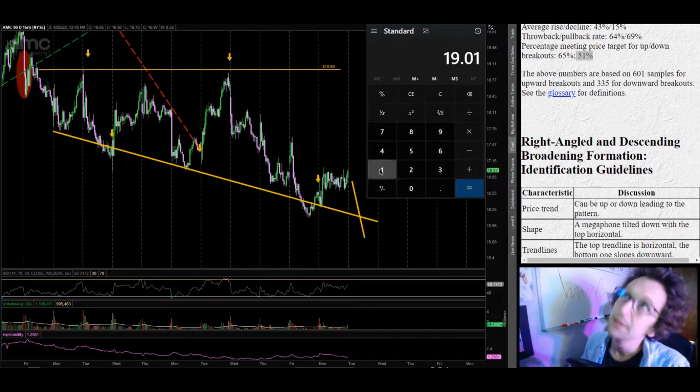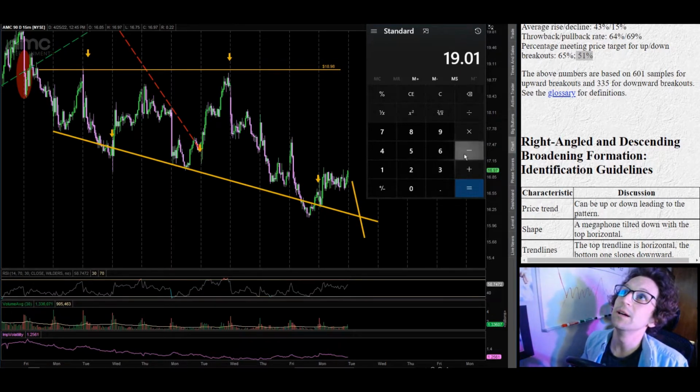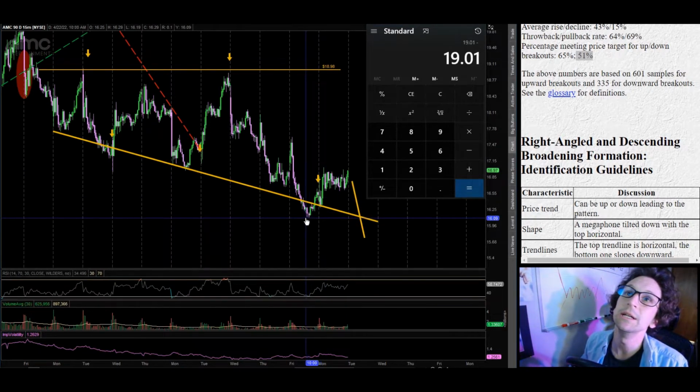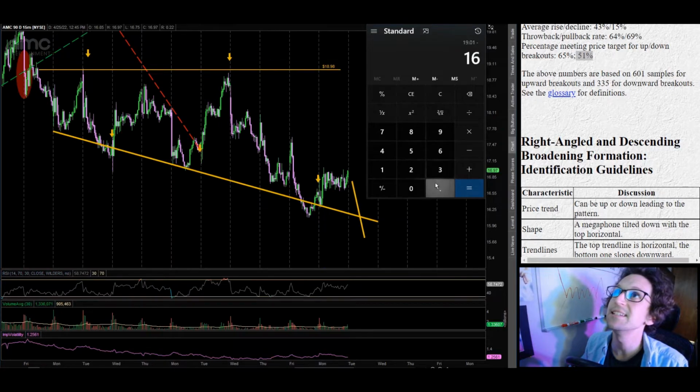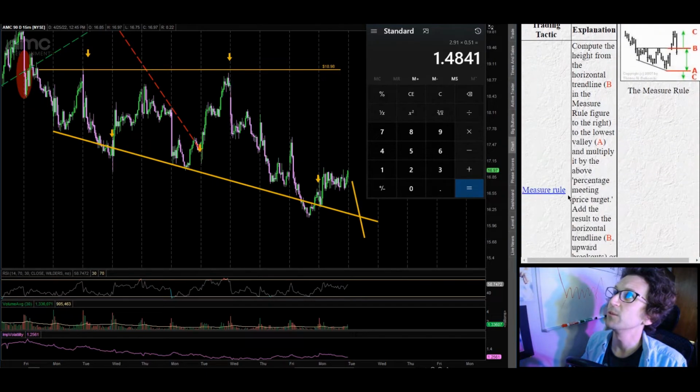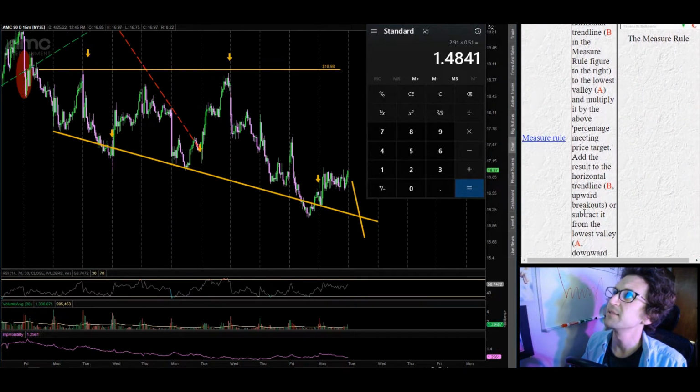So what are we going? 1901 minus the lowest low, down here. 1610, I knew that. 1610. That's a pretty tall pattern, right? And then we're gonna take, what was it, 51% of that. There we go. And now, where do we apply this to the breakout price?